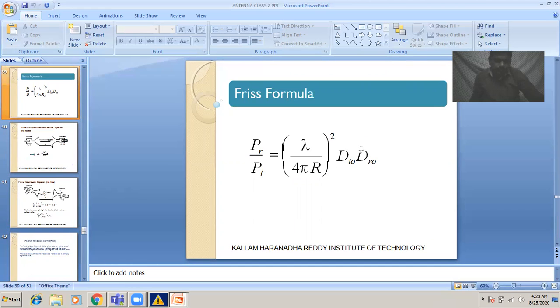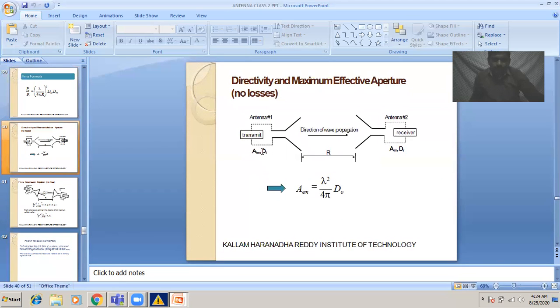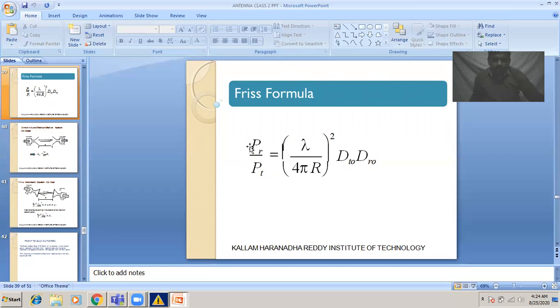This is the Friis formula. It gives the amount of received power from the transmitting antenna. In this expression, these are nothing but the gains of the transmitting antenna and receiving antenna. Otherwise, these might also be called the directivity of the transmitting antenna and the directivity of the receiving antenna. PR is the power received by the receiving antenna. PT is the power transmitted by the transmitting antenna. R is the distance between the two antennas. Lambda is the wavelength corresponding to the electromagnetic radiation.